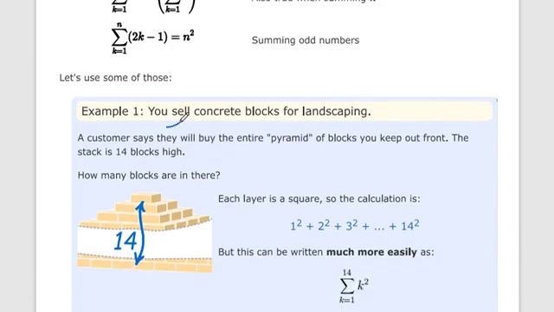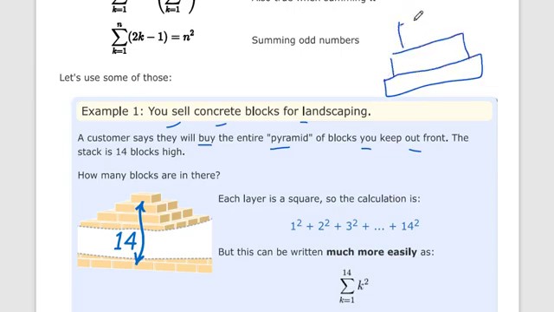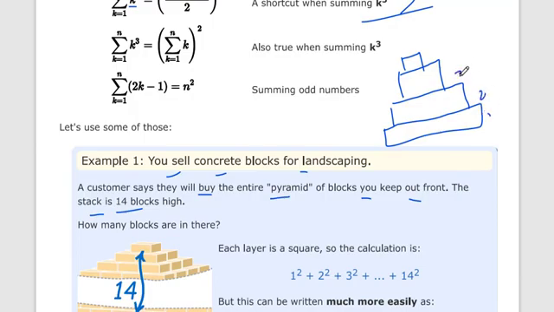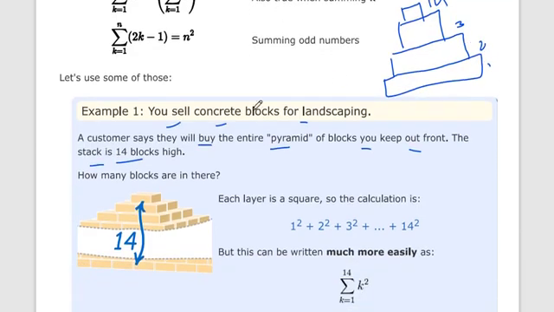The first is: you sell concrete blocks for landscaping. A customer said they will buy the entire pyramid of blocks you keep out front. The concrete blocks are put up like a pyramid. So the customer will buy the entire pyramid of blocks. The stack is 14 blocks high: 1, 2, 3, up to 14 blocks high. So we have to calculate how many blocks are in there.